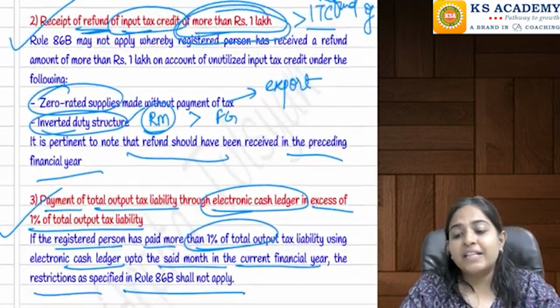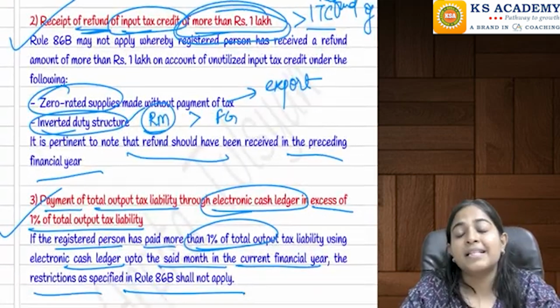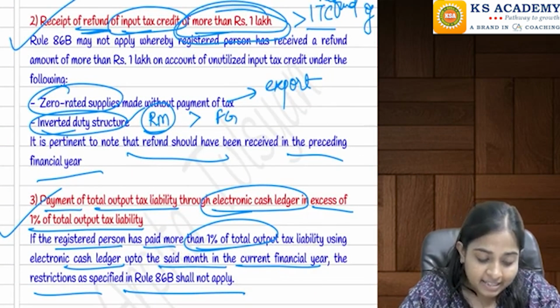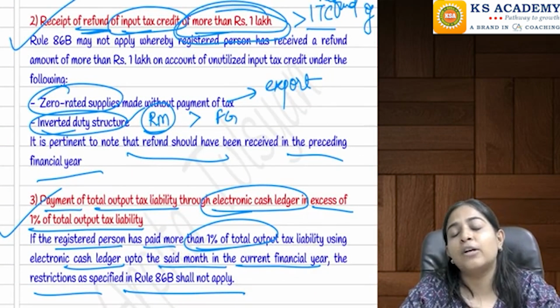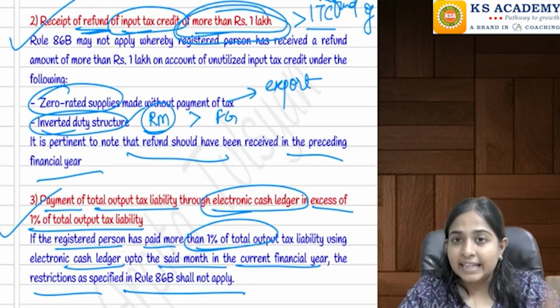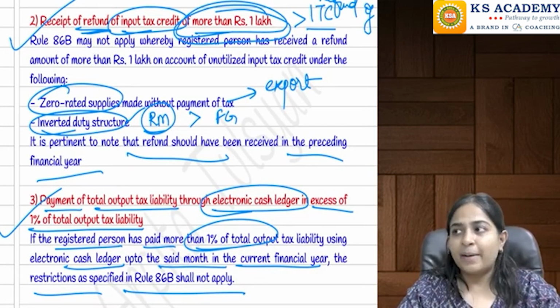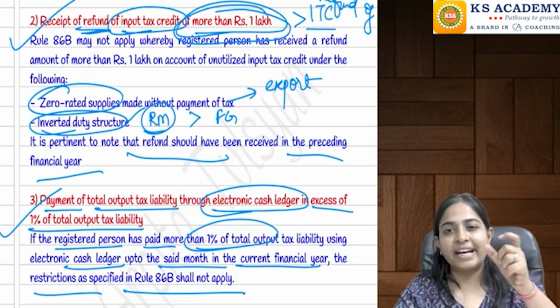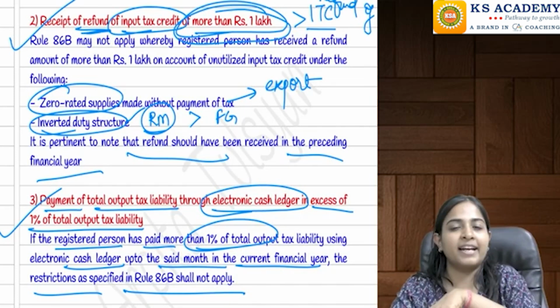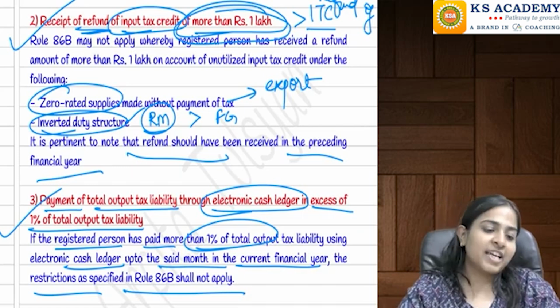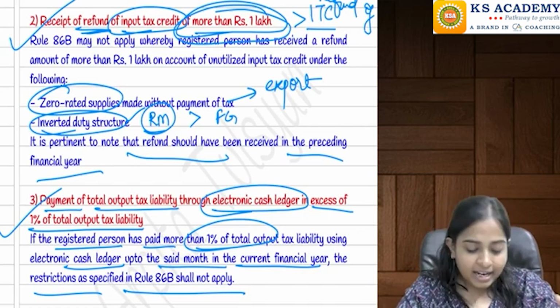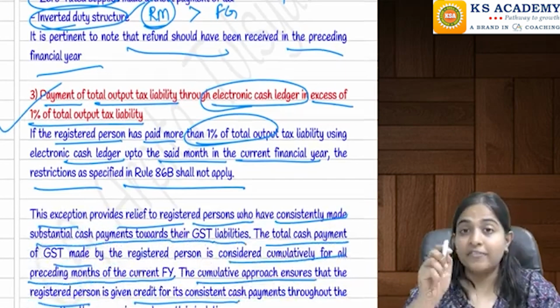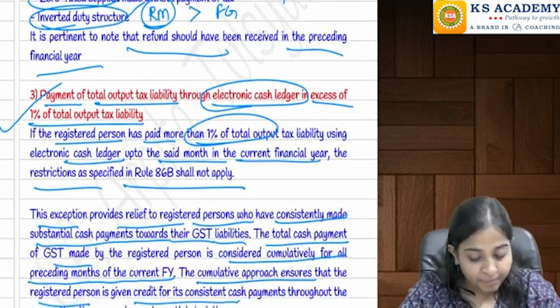Next one, if this particular registered person has received a refund of input tax credit of more than rupees 1 lakh in the last year. In the last year, it can be due to export sales, or it can be due to inverted duty structure, where the rate on raw material is more than the rate on finished goods. Then in such cases, it is considered that they are genuine persons again. Refund received in the preceding financial year.